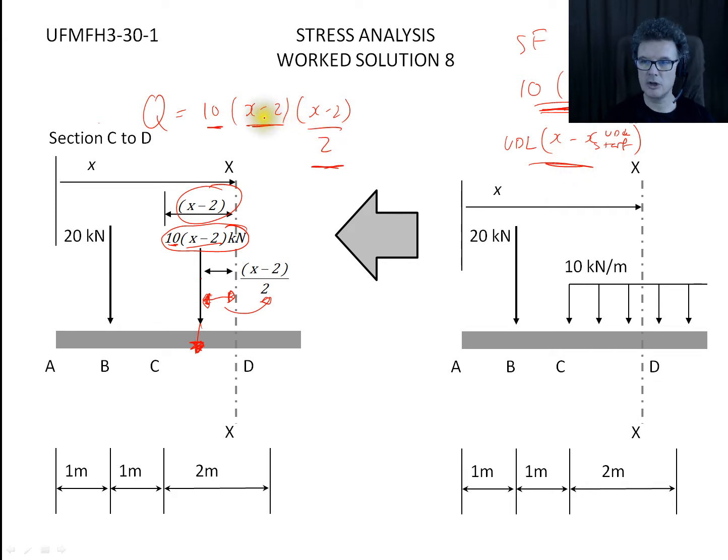And then for the Q, it's going to be a minus because it's going to go downwards. And for the Q, it's going to be minus 10, so that's the UDL value, times (x take away x start point of UDL), square it and divide it by 2. That's how it works out there.